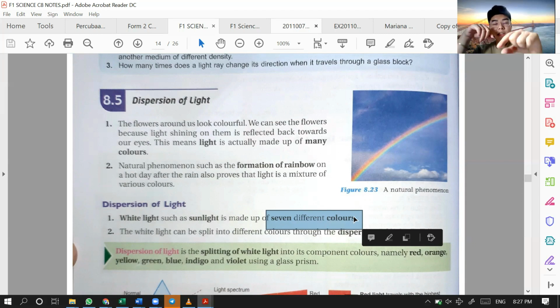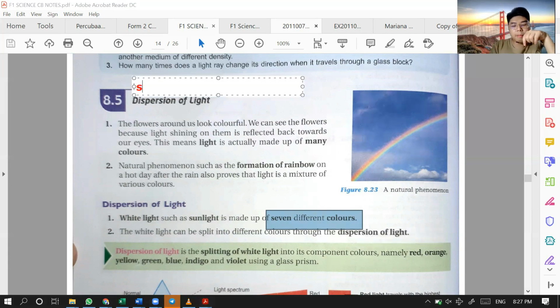Now, since you can combine these 7 colors together, you can also separate them. And separating the 7 colors, we call it dispersion. So dispersion means separating. You can write that down. If you cannot remember, dispersion means separating the 7 colors in the white light.